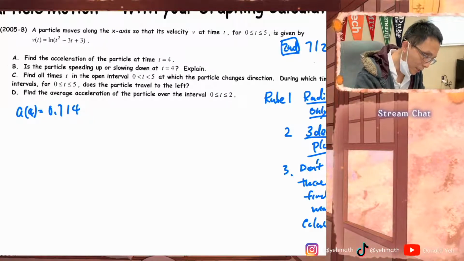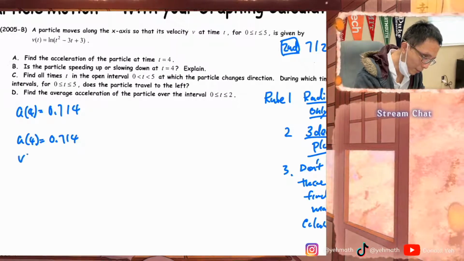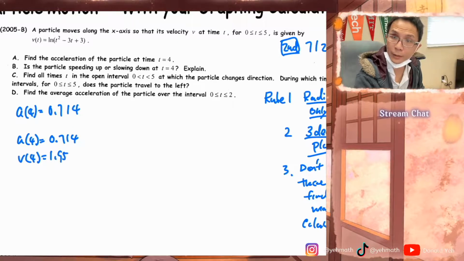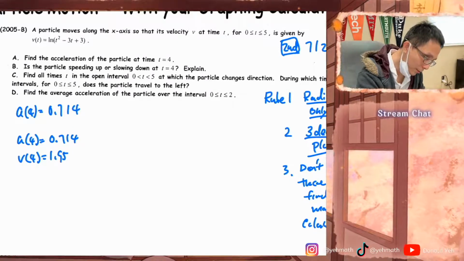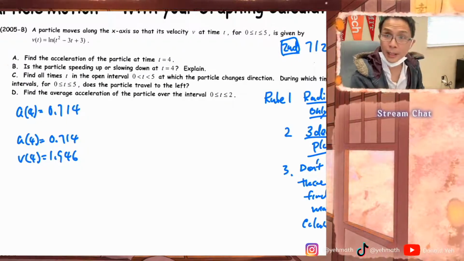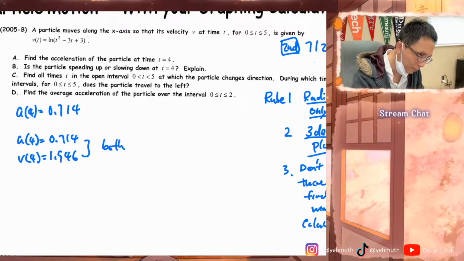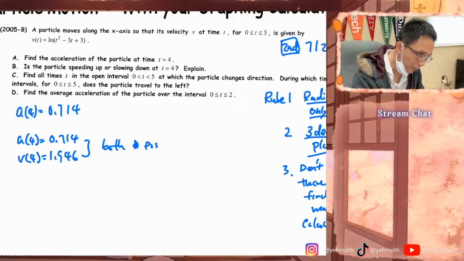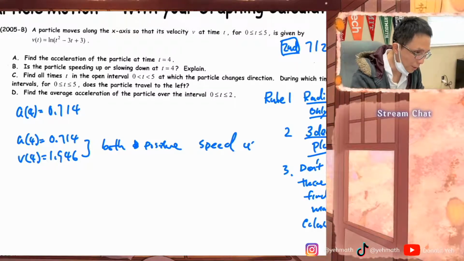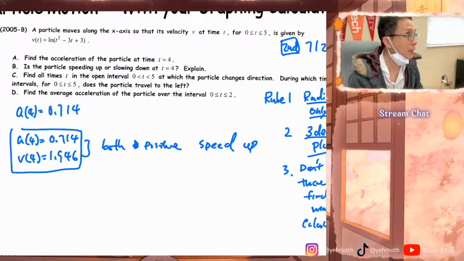For B, I'm going to say a of 4 is equal to 0.714 again. But v of 4 is equal to 1.95146. And then you say, yeah, because they're both positive, they're both positive, speeding up. But you cannot just say speeding up without those 2 values. You need those 2 values because then you need to make sure.